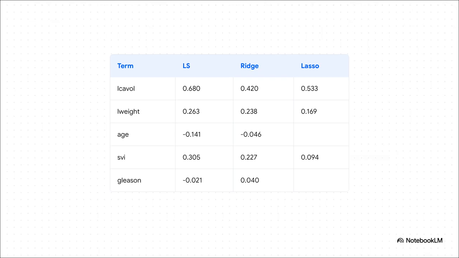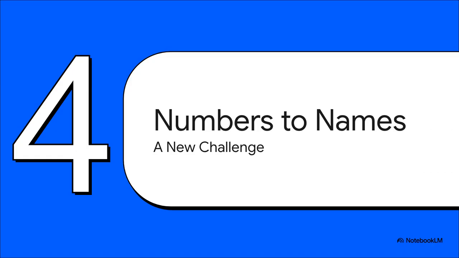Now look at the ridge column. See how every single coefficient is just a little bit smaller? The volume has been turned down on everything. But now, look at the lasso column. Variables like age and Gleason are just gone, zeroed out. The lasso basically decided they weren't pulling their weight and kicked them off the team, creating a simpler, more streamlined model.